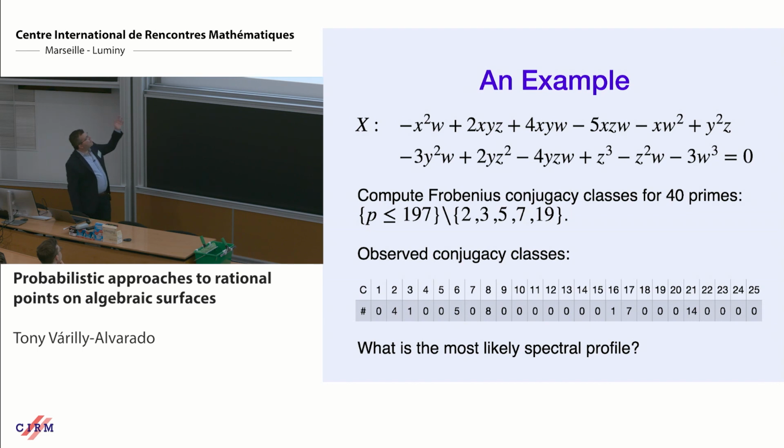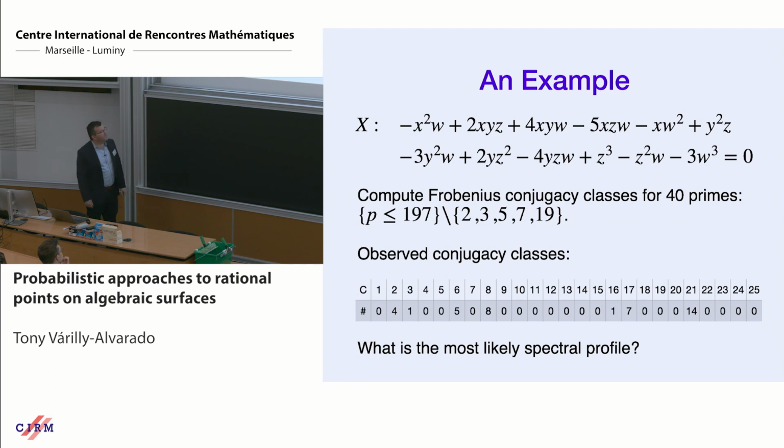Okay, so what we do is reduce this modulo 40 primes: all the primes less than or equal to 197, but I throw out the primes of bad reduction for the surface. And I compute the conjugacy class in the Weyl group of E6 that I see when I look at Frobenius. And these are the numbers that I get. Okay, this is a real life example.